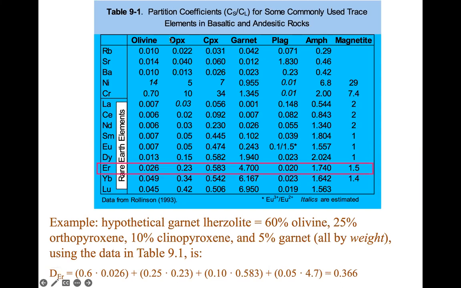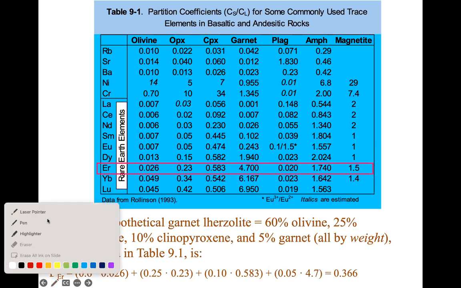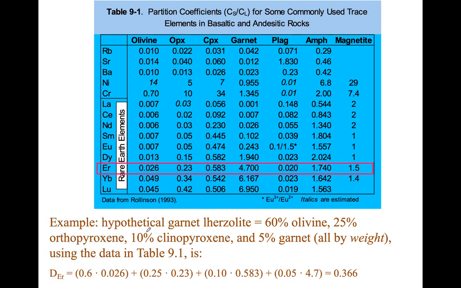Last week we discussed the bulk partition coefficients, if you can remember. We showed an example of calculation of bulk partition coefficients for a hypothetical composition of garnet lherzolite, right? Why is it hypothetical? Because the mantle composition is variable. This is just an example only, right? It's not a measured composition. So that's why it's just a hypothetical composition.